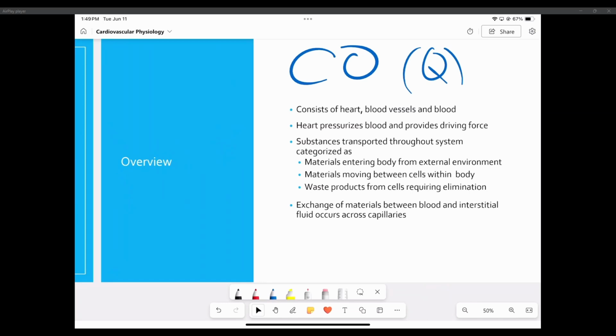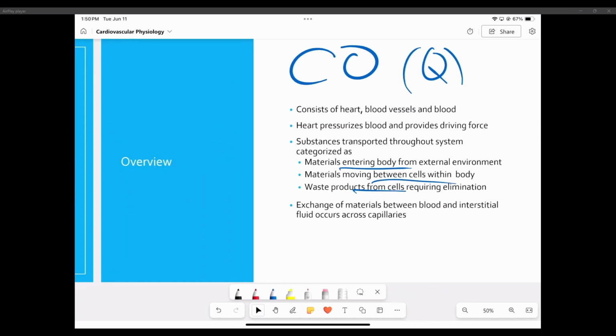It's the highway system that delivers all those trucks we talked about with the red blood cells and the hemoglobin. It provides the avenues for all that to go. We transport materials entering the body from the external environment. So when you eat food, we have to absorb that food into our cardiovascular system so it can go wherever it's got to go. Anything moving between cells within the body, and obviously getting rid of any waste products.